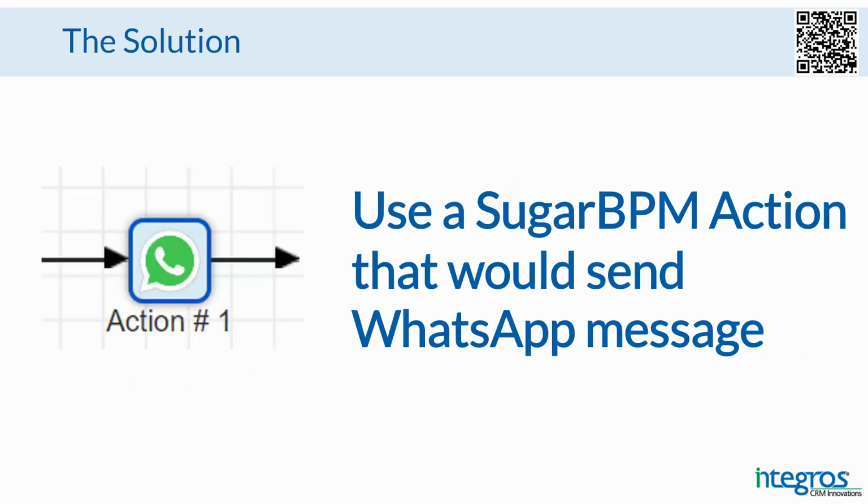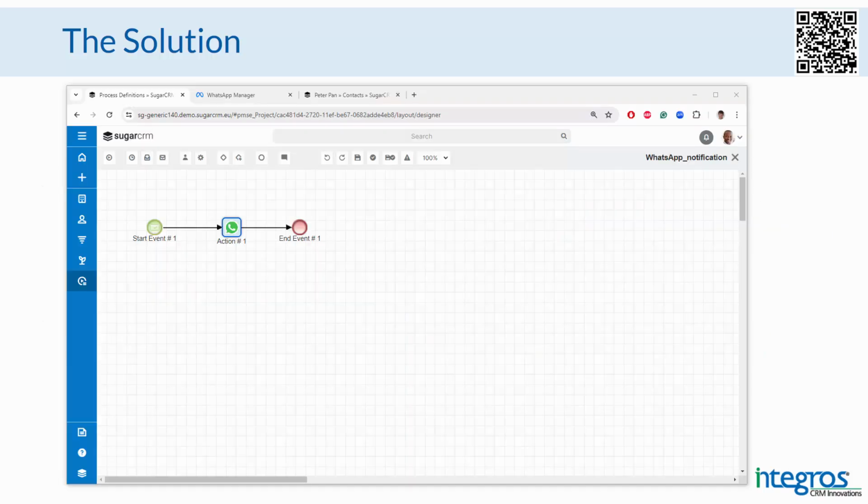Our suggestion is to set up WhatsApp notifications in SugarBPM using the custom action item. Configuring is very simple and takes just a few clicks.